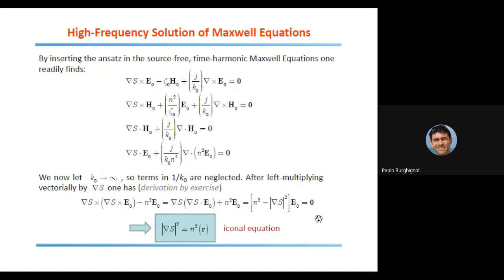Of course, if you have a non-trivial solution for the electric field, the term E0 must be different from zero, and you must come to the conclusion that the term in square brackets must be zero, which is equivalent to saying that the Iconal equation holds. So again, we reobtain the Iconal equation directly from Maxwell equations.